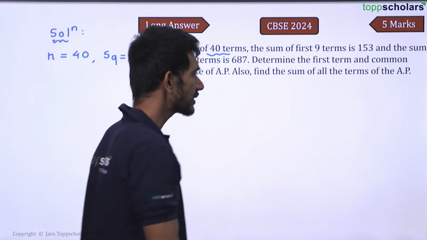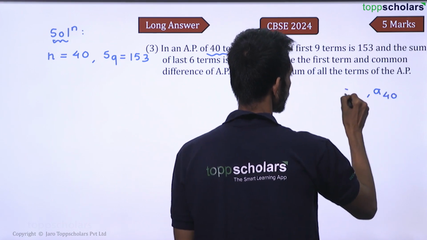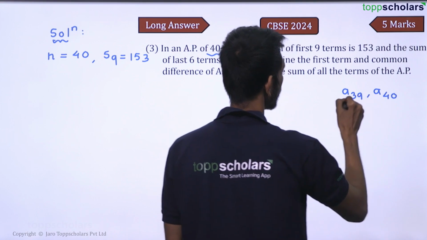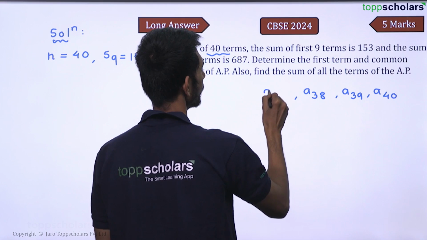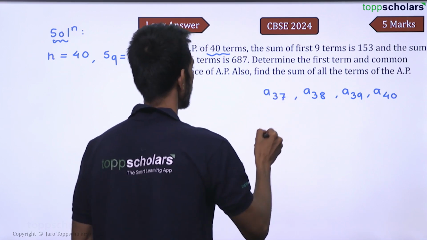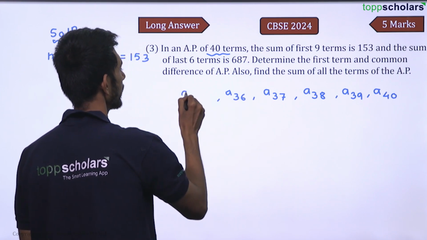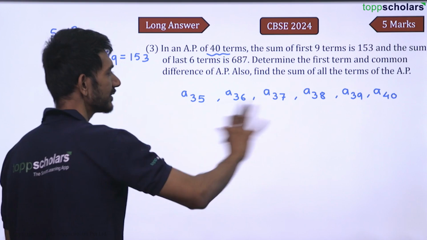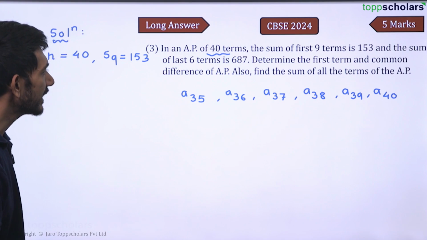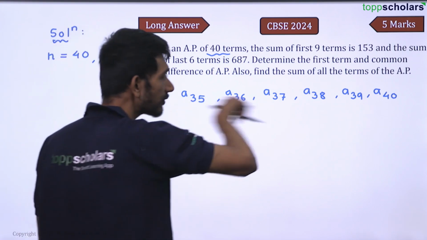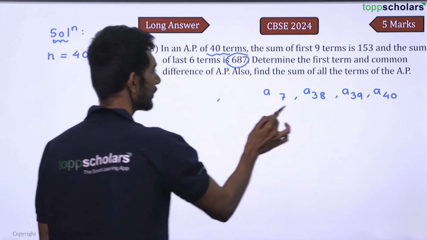So last 6 terms, if I take the 40th term as the last term, before that it will be 39, before that it will be 38, then you have 37, then you have 36, then you have 35. So these are the last 6 terms, right? A35, A36, A37, A38, A39, A40. What they're saying is the sum of these last 6 terms is 687. Okay, we can use that, isn't it?